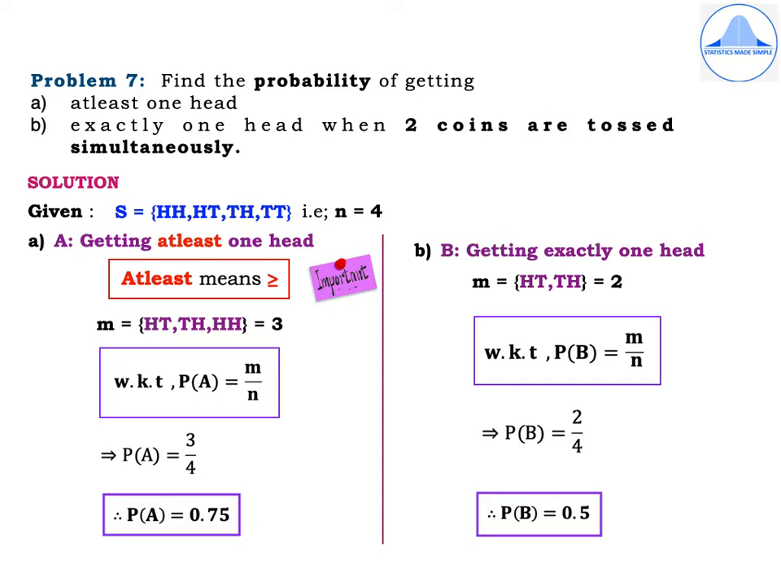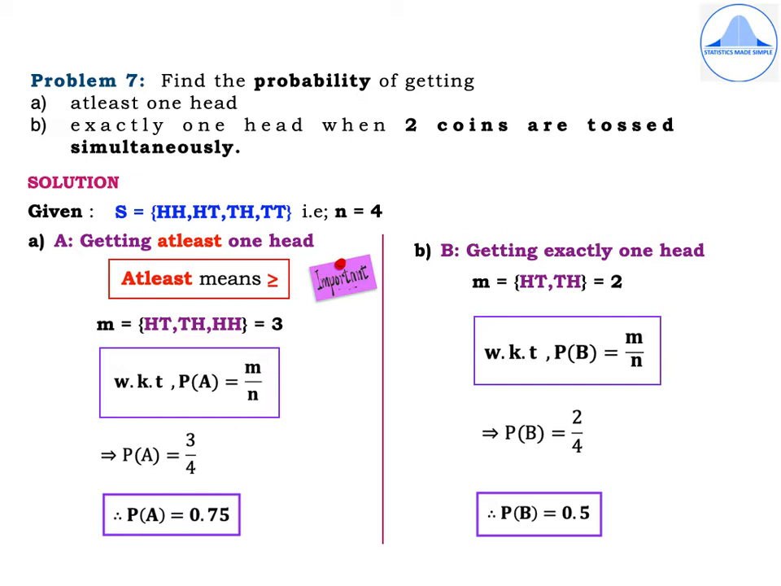Starting with the first subdivision, subdivision A, define event capital A as getting at least one head. Now the word at least is very important. At least means greater than or equal to, and at least one means one or more, and in this case it is one or more heads. Now, what are the outcomes which have one or more heads? If you take the first outcome in the sample space, HH, it has 2 heads, and then HT has 1 head and TH has 1 head.